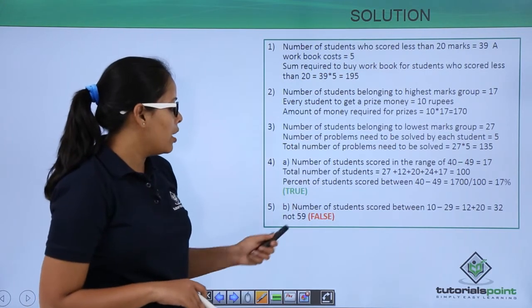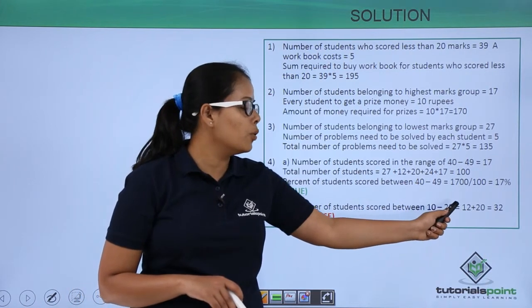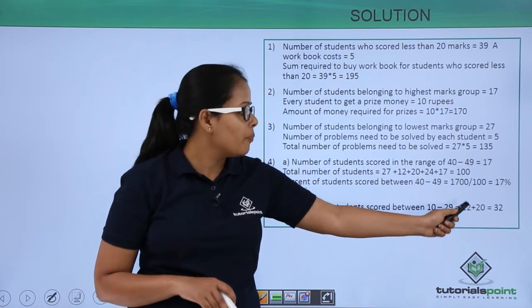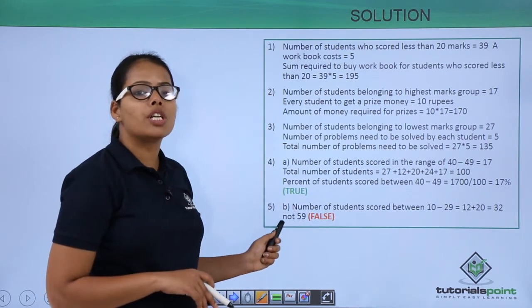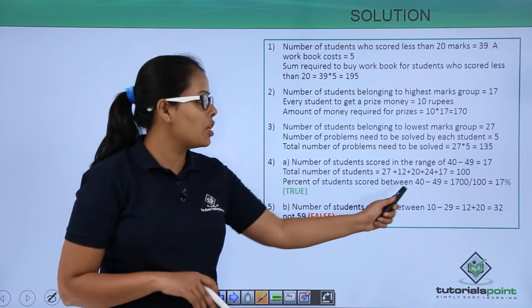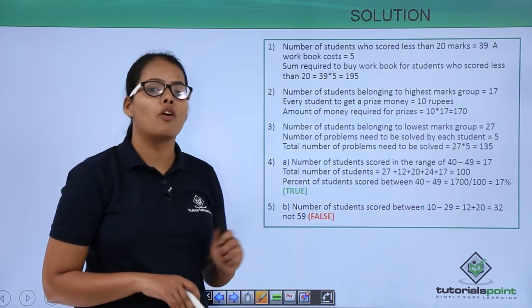In the second statement, the number of students who scored between 10 to 29 is equal to 12 plus 20, which is equal to 32, not 59. In the question they mentioned 59, but in our summation we are getting 32, not 59. That's why this is false.